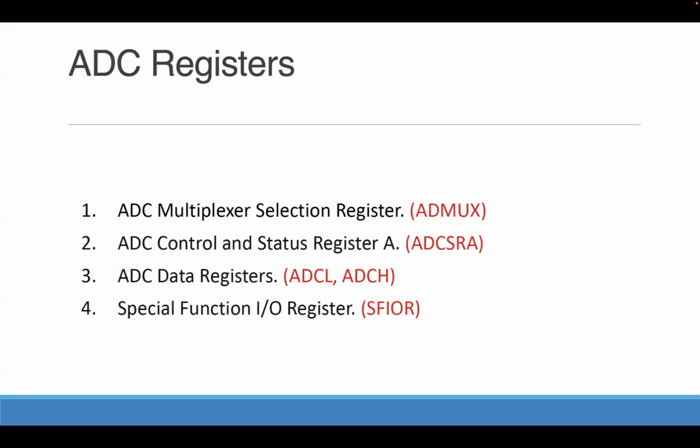Now let us see the registers needed for the ADC. We have 4 main registers. The first one is the ADC multiplexer selection register, then the ADC control and status register, the ADC data register, and the special function IO register.